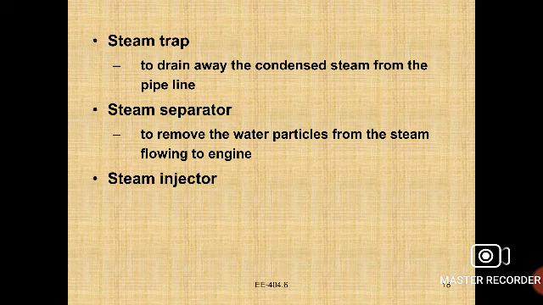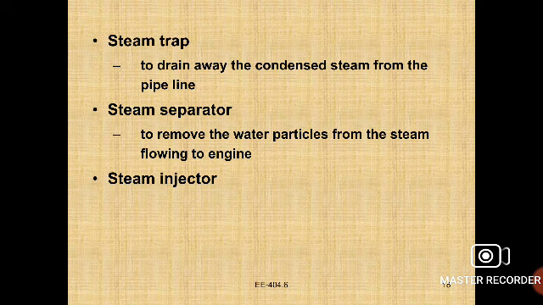Next one, steam trap. A steam trap is used to drain away the condensed steam from the pipeline. If any amount of steam condenses inside while the process is running, the steam trap drains away the condensed steam from the pipeline, right? Steam separator is used to remove the water particles from the steam flowing to the engine, right?